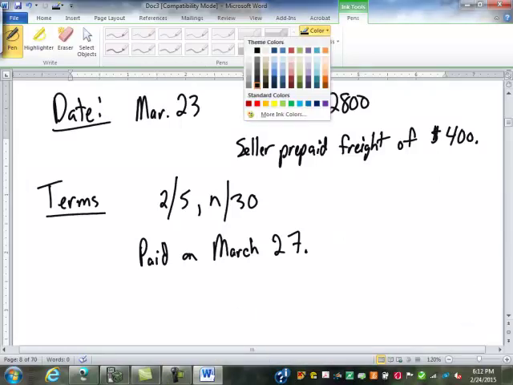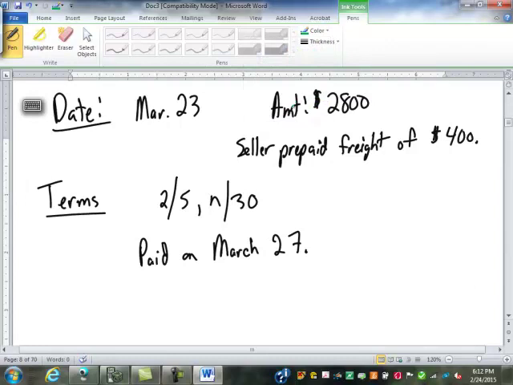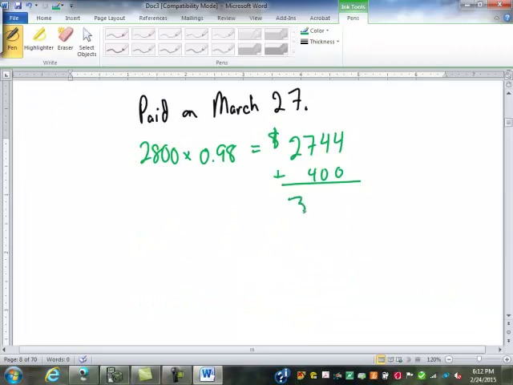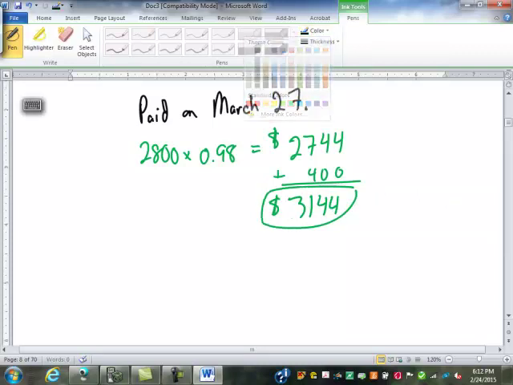So in this one, do they get the discount? Yes. So what do we do? 2,800 times 98% or 0.98, which is going to give us 2,744. Then what? Plus the 400 shipping. So 3,144. Yes, that date is still eligible for the discount, basically until midnight, end of business day or whatever. A lot of times it all depends on this. Sometimes they go by postmark or whatever.